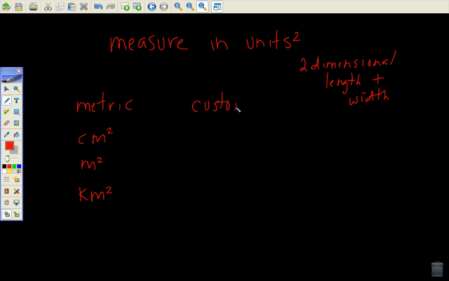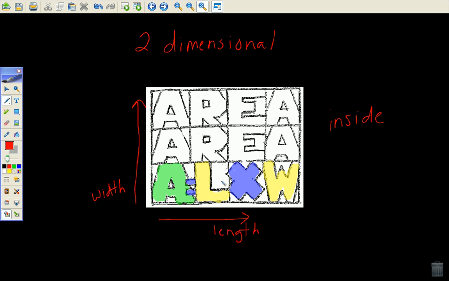So customary, we would see squared inches, we'd see square feet, we could see squared yards, square miles. But you've got to remember that little two because we are doing two dimensions. We're now doing length and width, not just going around the figure and laying it in a straight line. We're now doing the length and the width using multiplication. So the formula, like we saw in that last slide, is area equals length times width.